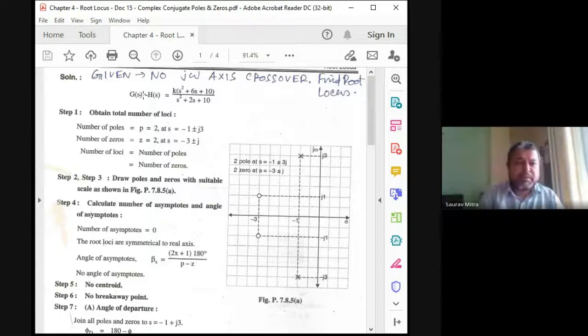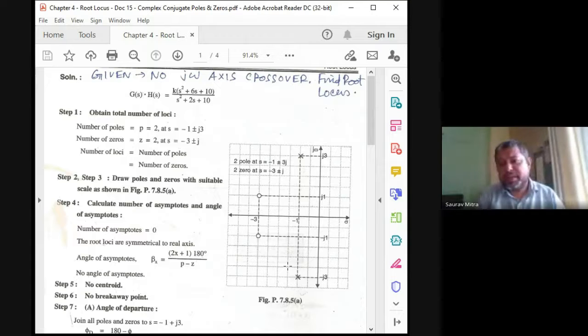So you'll be finding that P minus Z is equal to 0. This is a very important thing. As P minus Z is equal to 0, that is 2 poles, 2 zeros, there will be no asymptotes. That is the first line. That means sigma c, theta c, beta 1, beta 2, beta 3, all these things you will not have to calculate.